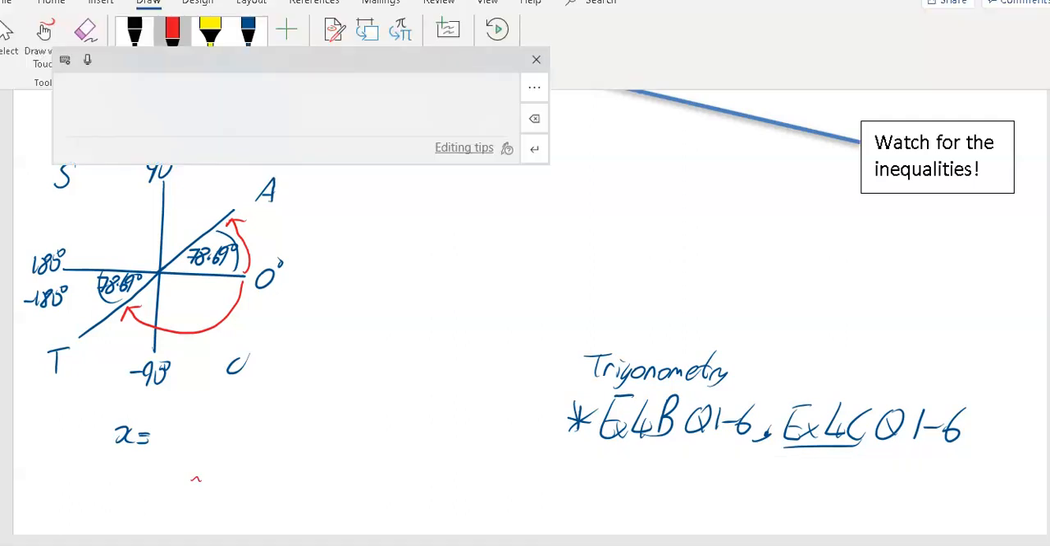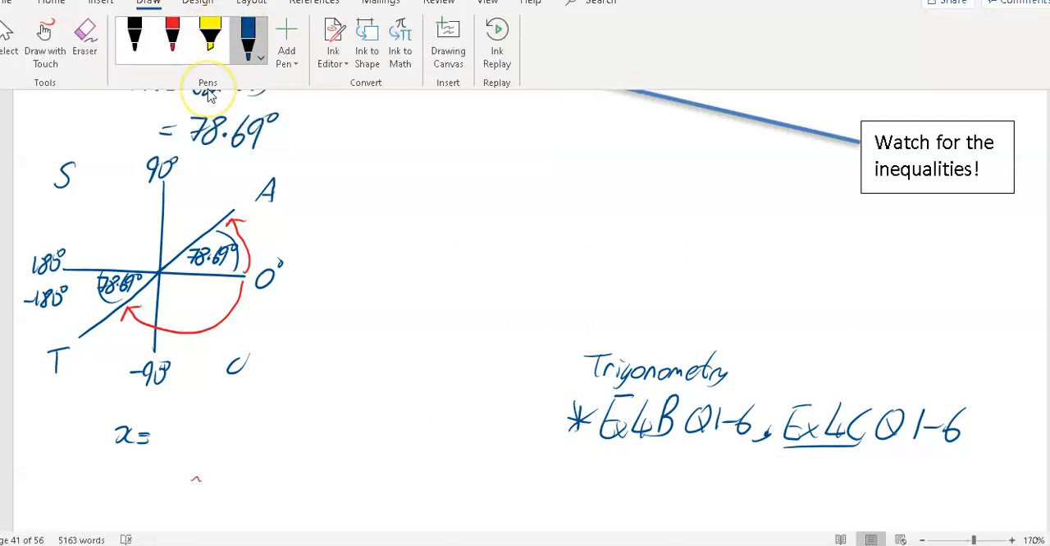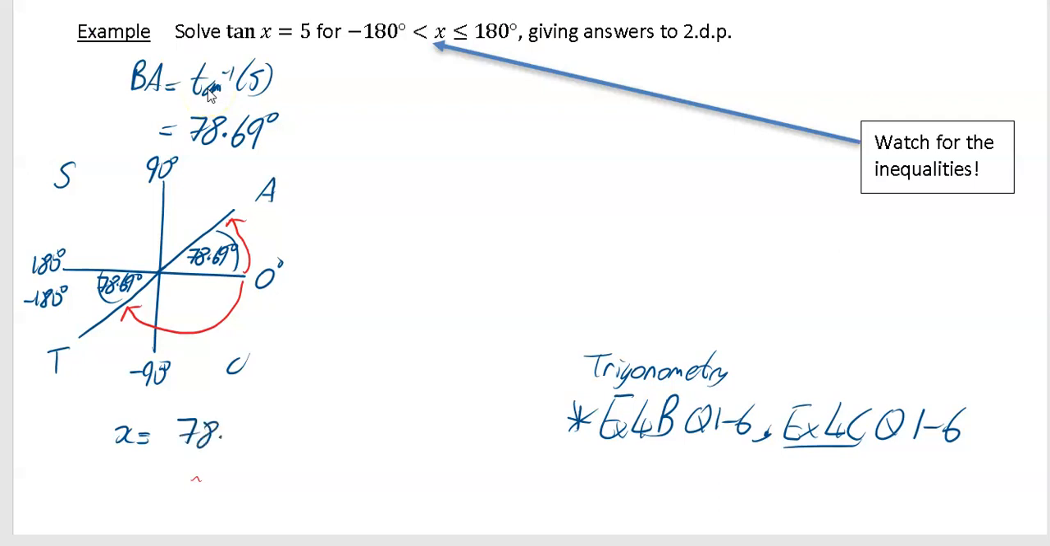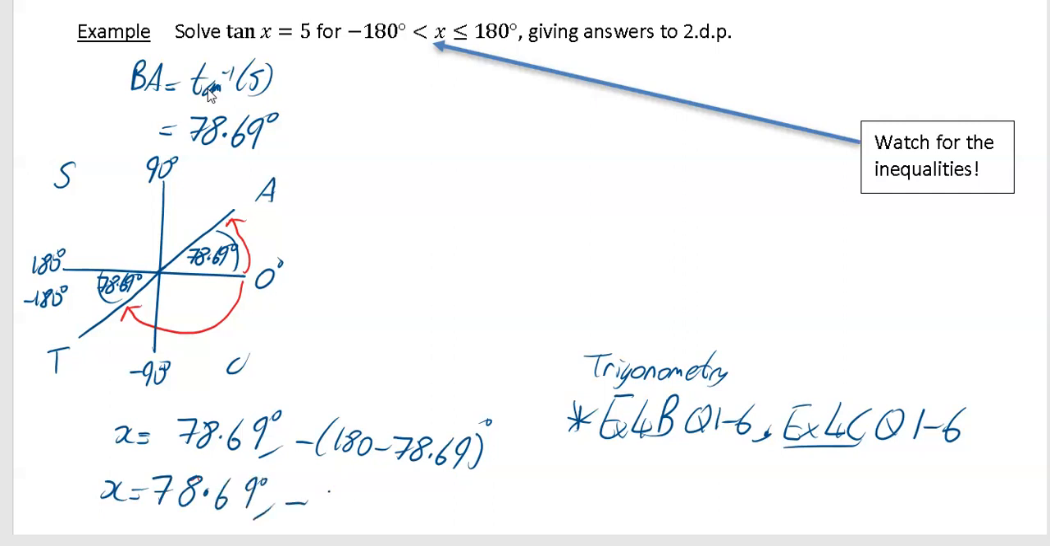Right, bear with me, sorry. Right, here we go. So my first angle was easy, it was 78.69. The next one, and a wee bit of working out needed, it was minus of 180 minus 78.69, which works, so x is equal to 78.69 degrees, and the other one is going to be minus 101.31 degrees. There you have it, there you have your two answers.